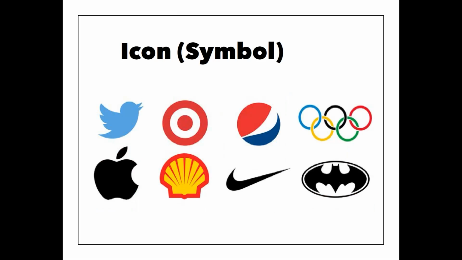Then there are icon symbols, which are basically recognizable symbols. You can tell the Nike logo, the Batman symbol, the Shell, the Mac or Apple, Twitter, Target, or even the Olympic symbol. Those are recognizable symbols that have been branded to the point where everybody knows that symbol and knows what it's all about without having any kind of words in it whatsoever.